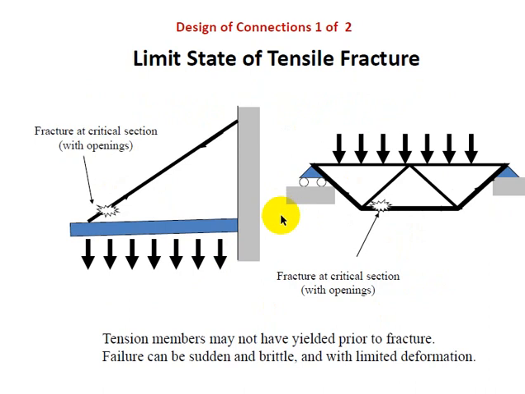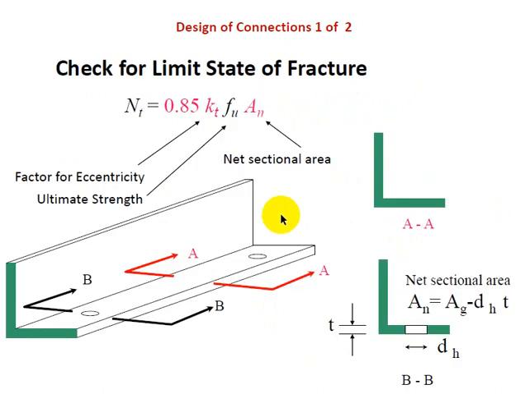All right, let's see. Okay, that's what I mean. When you have our NT, we discussed that this is an axial tensile stress. When you calculate, we said you have to take the lesser of Ag multiplied by Fy, which is the gross area, or 0.85, the factor of safety, multiplied by Kt, Fu, the ultimate strength, and An, which is the net sectional area.